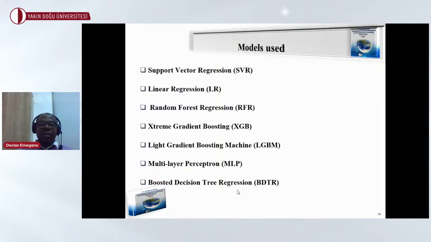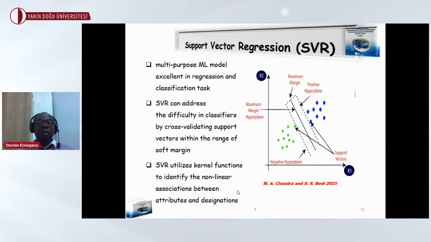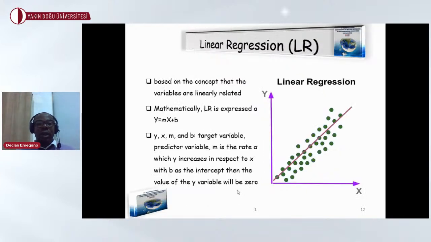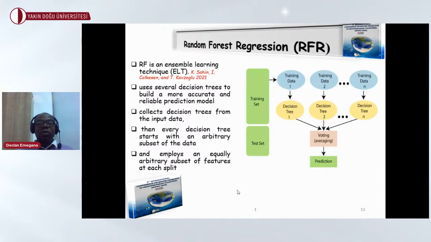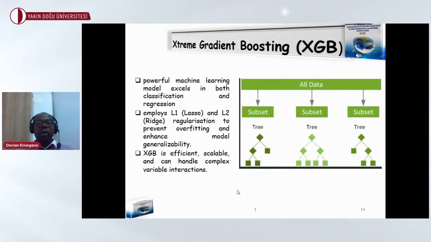In this study, we asked what models we are going to use to analyze hydrochemical properties and make this study academic. We employ these seven models, as you can see. We use support vector regression because it's a multi-purpose model and it's excellent in regression and classification tasks. We also apply linear regression, which is based on the concept of variables that could be linearly related. We also use random forest. We also employed extreme gradient boosting, which is a powerful machine learning model for both classification and regression.